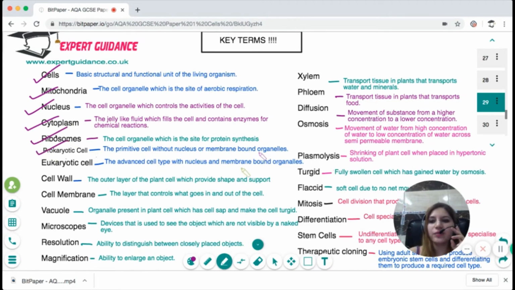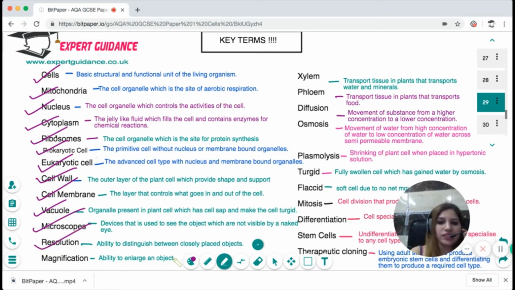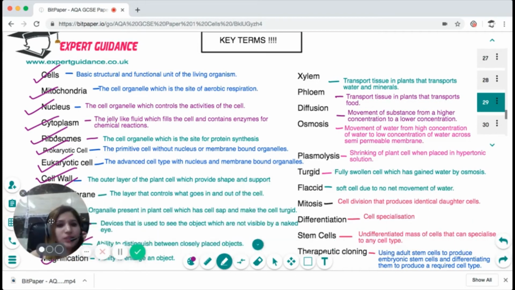Prokaryotic cells are the primitive cell without nucleus or membrane-bound organelles. Eukaryotic cells are the advanced cell type with nucleus and membrane-bound organelles. Cell wall is the outer layer of the plant cell which provides shape and support to the plant. Cell membrane is the outer layer that controls what goes in and out of the cell. Vacuole is an organelle present in the plant cell which has cell sap and makes the cell turgid. Microscope is a device that is used to see objects which are not visible by the naked eye. Resolution is the ability to distinguish between two closely placed objects. Magnification is the ability to enlarge an object.